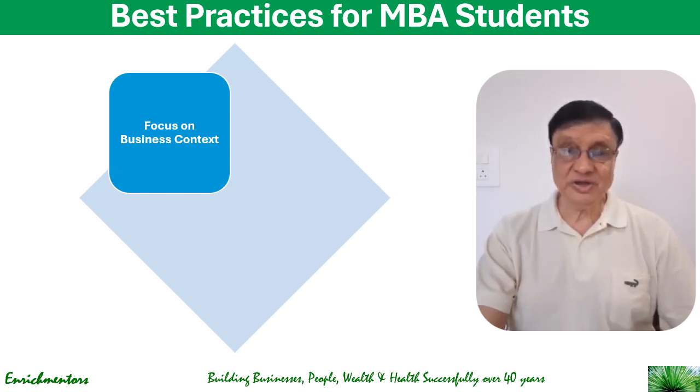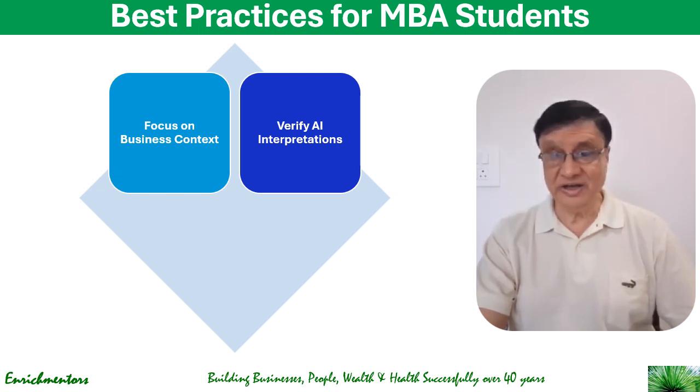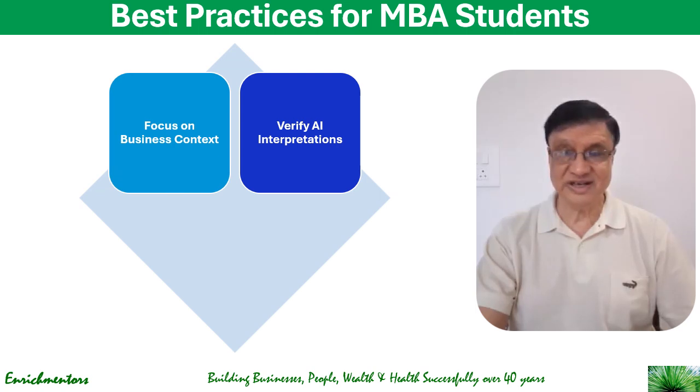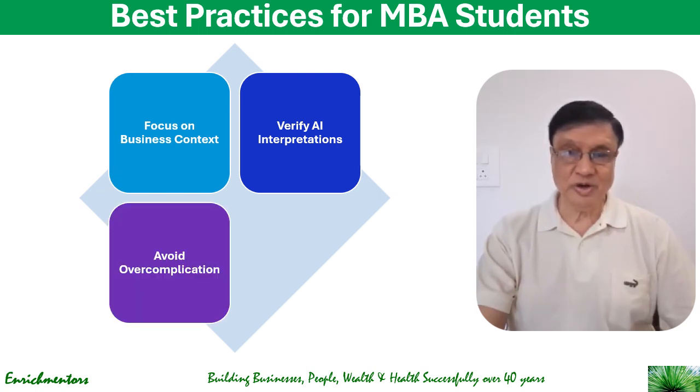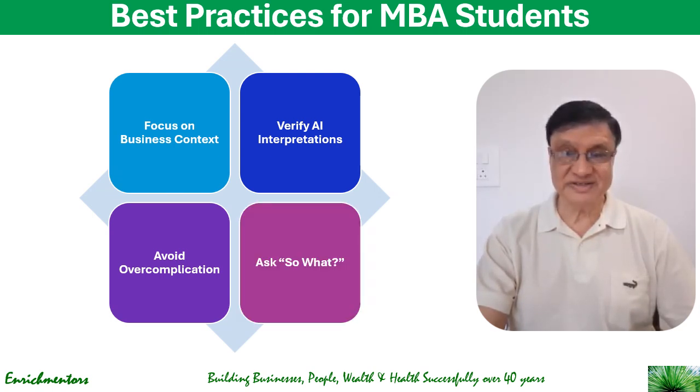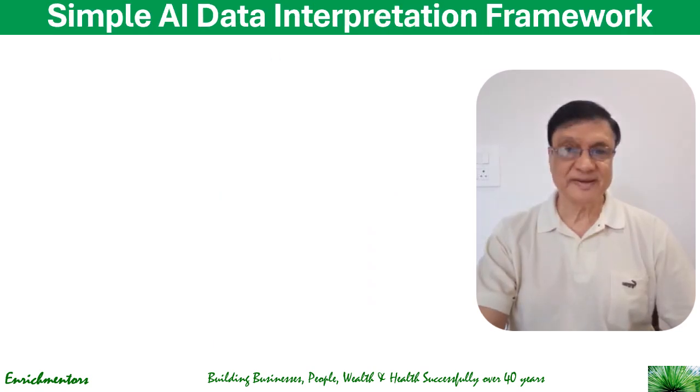Then the second thing you need to do is to verify AI interpretation. AI will interpret that data, but you must always validate insights using data logic and your own insights and judgment. Third is to avoid overcomplication. MBA level interpretation focuses on practical insights, not complex algorithms. So avoid overcomplication. Keep it simple. And finally, ask so what. Every insight must lead to an actionable decision. Once the insight is there, you can simply ask, okay, fine, that's the insight. So what do we do? So what? These are some best practices for you as an MBA student.